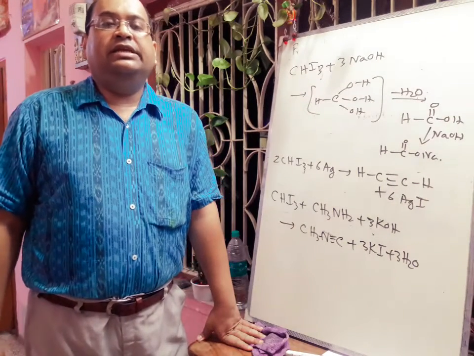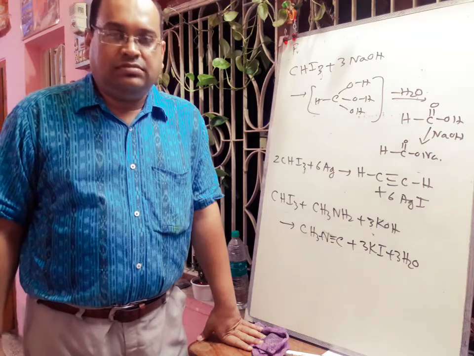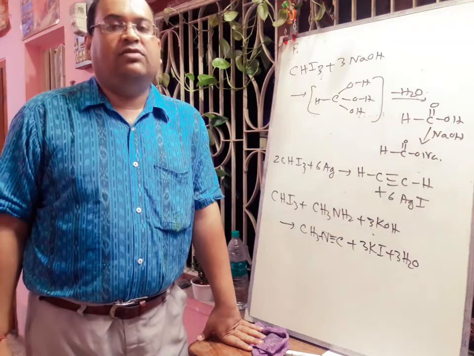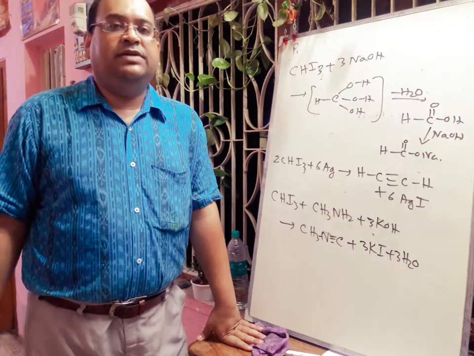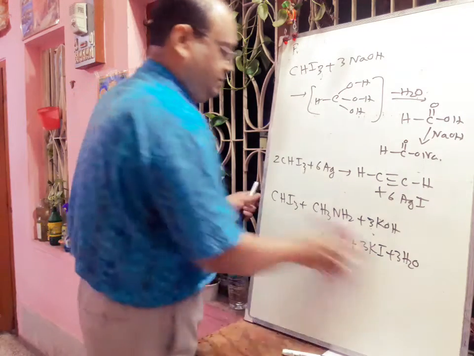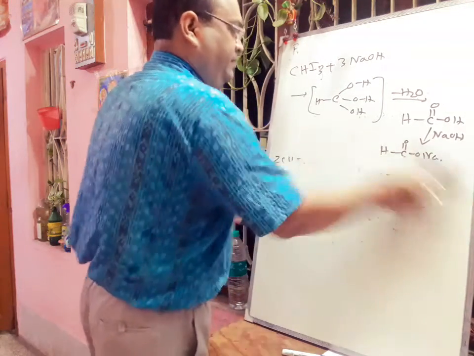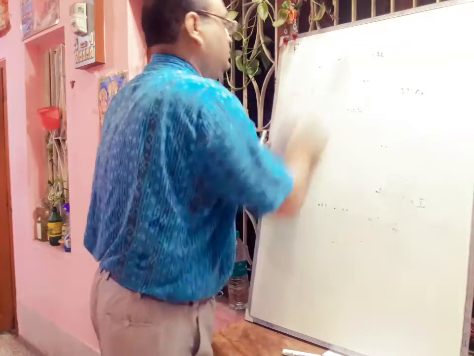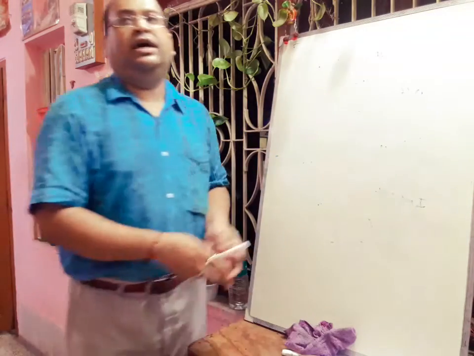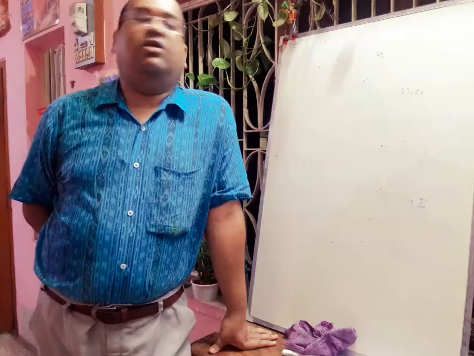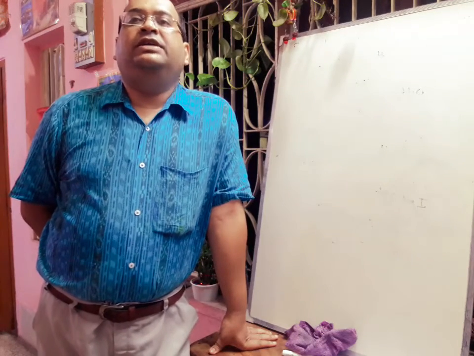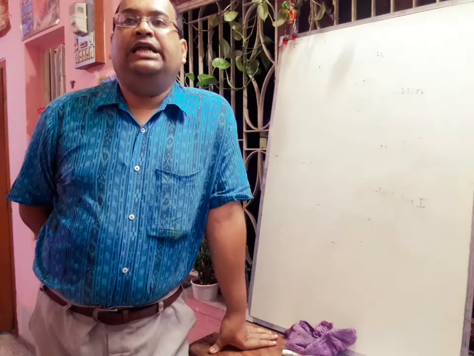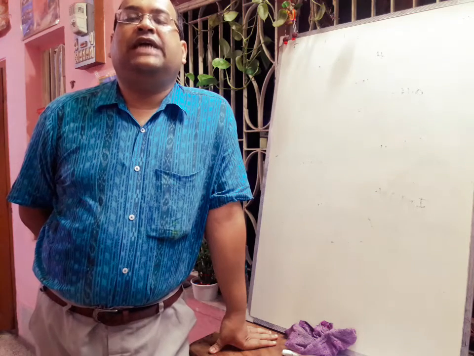Next, when iodoform is heated with silver nitrate, it is not as stable as chloroform. It will form the yellow precipitate of silver iodide. Next we will go to the uses of iodoform or CHI3. Iodoform is used as an antiseptic for dressing wounds, and it is also used in the manufacture of certain pharmaceuticals.